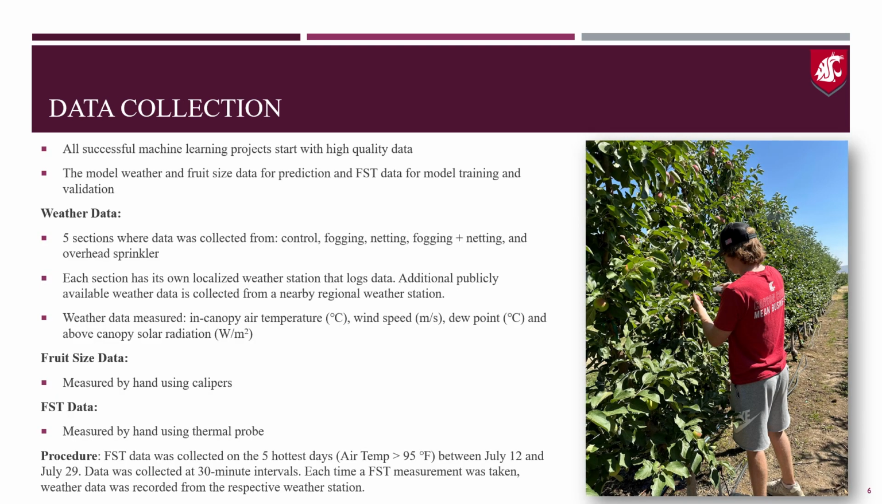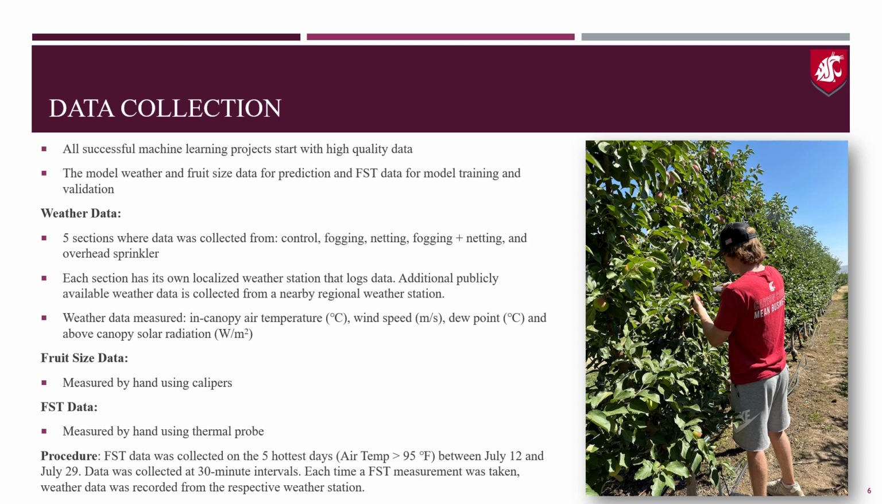Data collection. In the orchard, there were 5 sections that we collected data from, containing various heat stress mitigation techniques: fogging, netting, fogging and netting, and sprinklers, as well as a control section with nothing. Each section contained its own weather node, collecting localized weather data and measured in-canopy air temperature, wind speed, dew point, and above canopy solar radiation. Additionally, fruit size data was collected using calipers, and surface temperature was collected using a thermal probe.